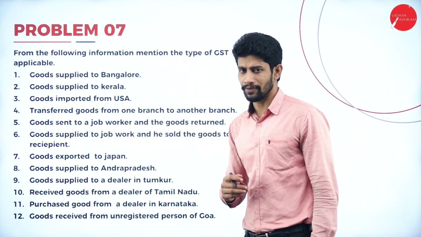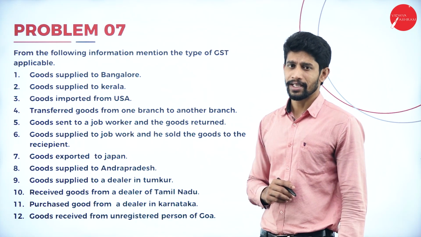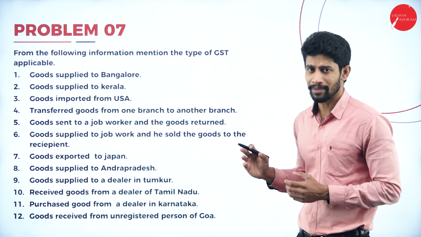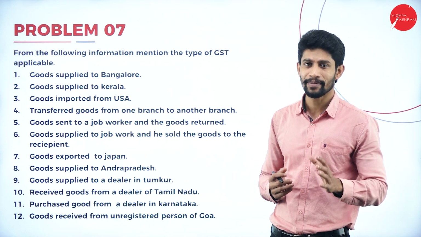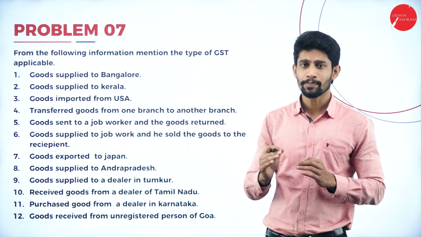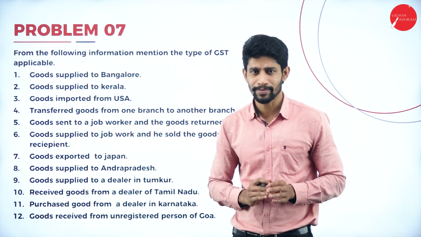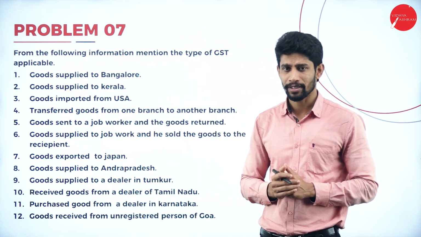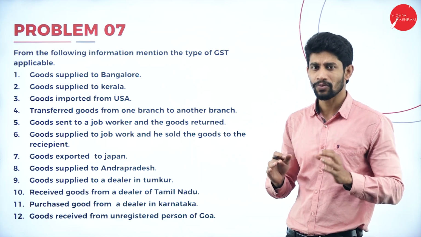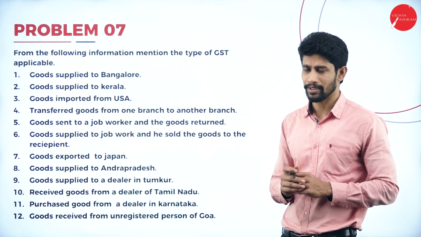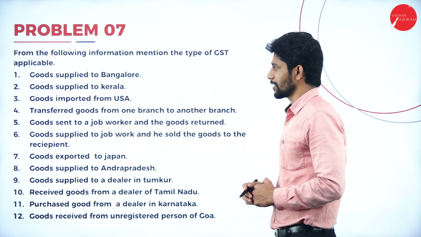So problem number 7, from the following information, mention the type of GST applicable. Here it is very simple. In the main exam, you might be asked this question for 10 marks. You have to mention what type of GST is applicable, that's it. Whether CGST, SGST is applicable or IGST is applicable. You need not compute any values. Just mention what type of GST is applicable.